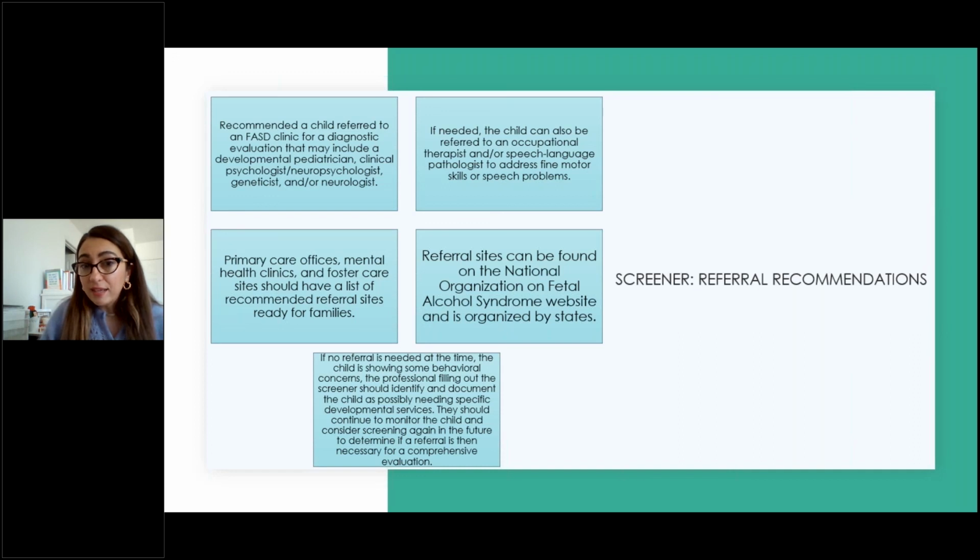And then if needed, the child can be referred to OT and speech to address the fine motor skills and speech problems. So get the early intervention services started, right? So that also helps with that part, and not waiting for the diagnosis, okay? And then primary care offices and mental health clinics could have a list of recommended sites for the families.